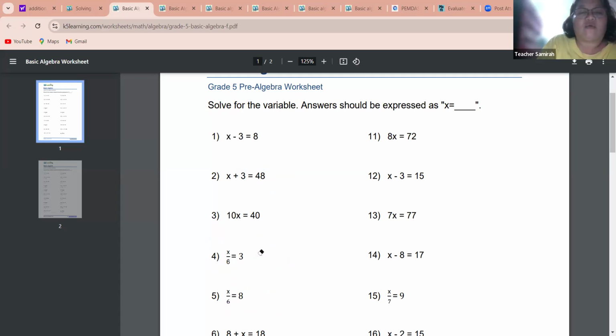Who would like to answer number 4? X over 6 is equal to 3. So what are we going to do? How do we get the value of x? What will be the value of x?